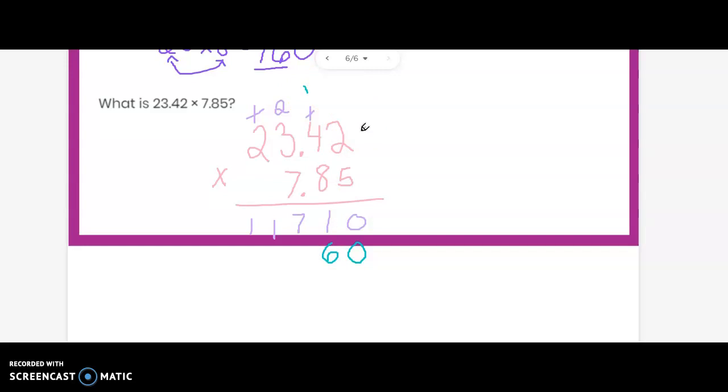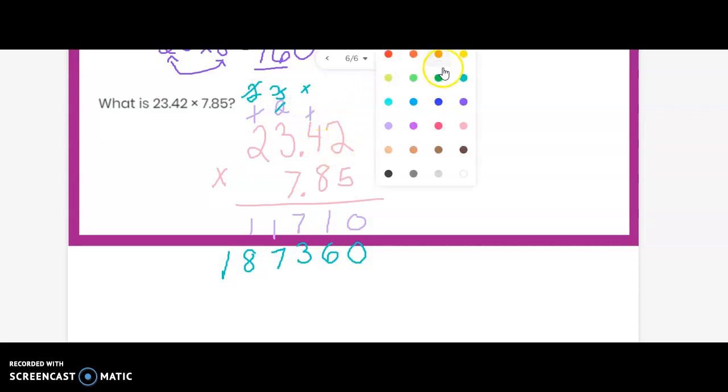8 times 4 is 32, plus my 1 is 33, carry my 3. I'm trying to keep it all nice and lined up. 8 times 3 is 24, plus my 3 is 27, carry my 2. And 8 times 2 is 16, 17, 18, plus the 2, and I mark those off because I used them. All right, on to my next position, my 7. Okay, so 7 times, oh, I got to put in my holders here.